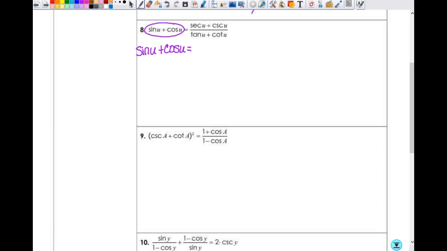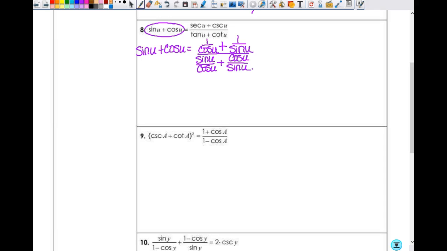And we're going to have lots of fractions and fractions, which does not make things more difficult. You just got to keep up with what you're writing, okay? So secant, I can rewrite this as 1 over what? Cosine. So this is 1 over cosine of u plus cosecant is what? 1 over sine of u. Then in the denominator, tangent as a quotient is what? Sine over cosine plus cotangent is cosine over sine. Okay? Everybody with me so far?